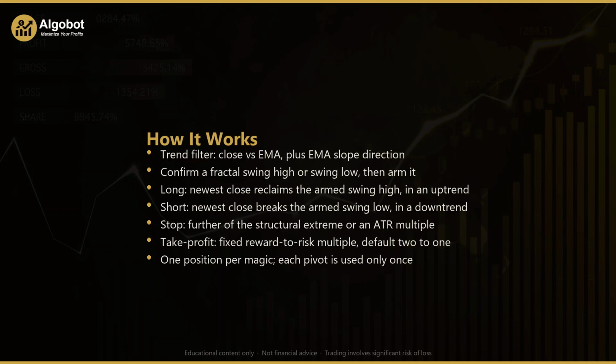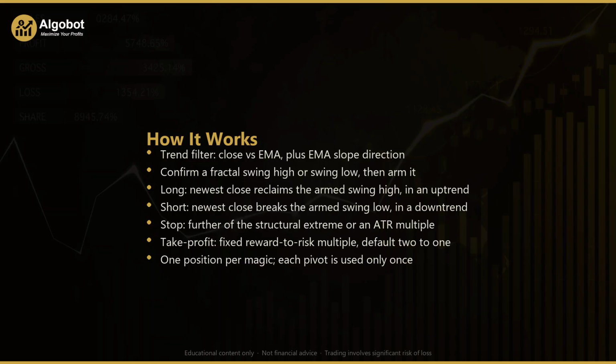Next, the strategy identifies swing pivots using a fractal method. With the default SwingLookback of 3, a candidate bar is checked against the 3 bars on each side of it. If that bar's high is the highest in the group, it is confirmed as a swing high, marking the end of an upward impulse leg. If its low is the lowest, it is a swing low, marking the end of a downward impulse leg. The most recent confirmed pivot is stored and armed, ready to be tested.